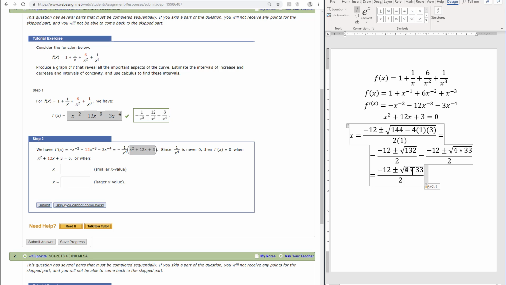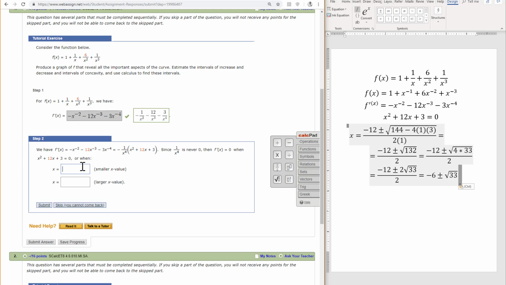So the 4 comes out as a 2. And then we can distribute this 2. So this would be, instead of 12 over 2, we can think about it as -6. And then we have a plus or minus. And then the 2's would cancel here for the second one, and we just have a square root of 33.